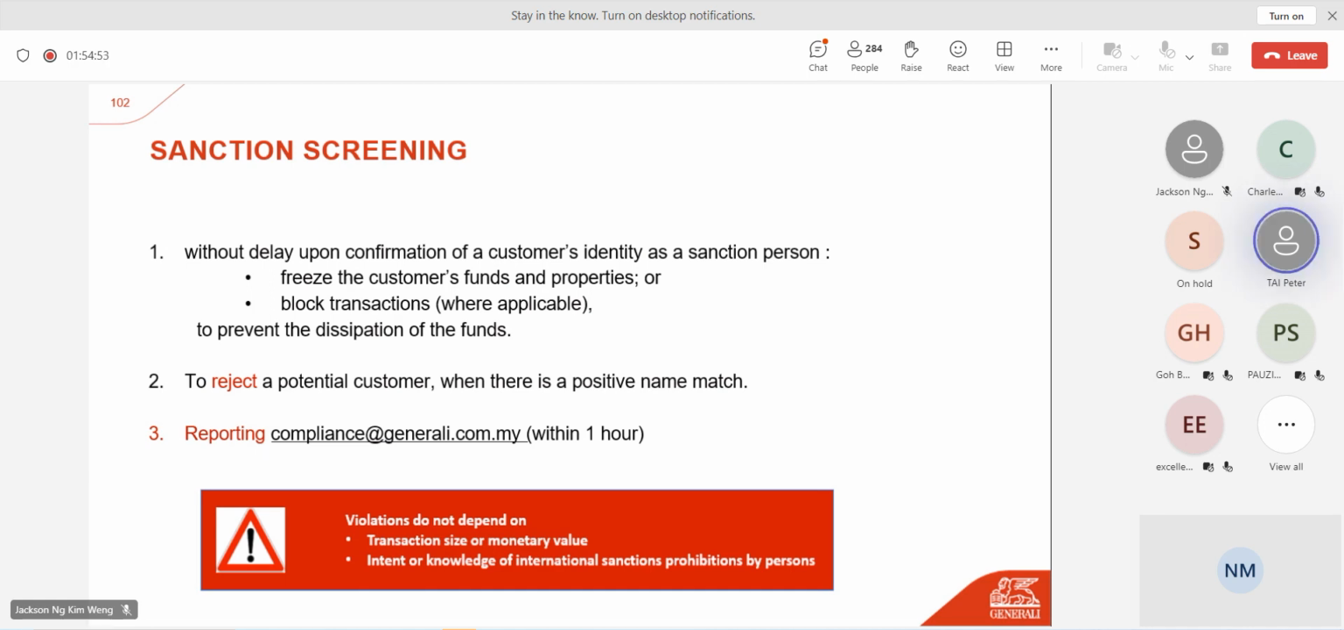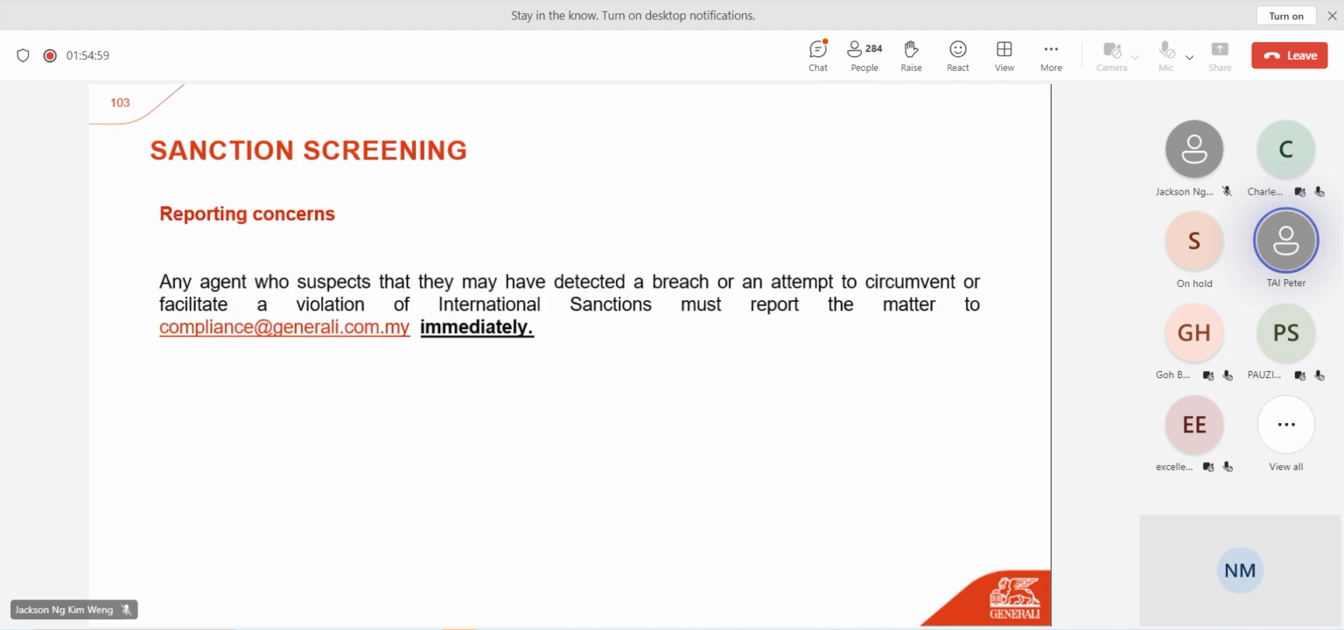It's a very serious matter. Any violation will result in us being fined, so it's a very heavy penalty. Again, if you suspect anything, don't delay, inform us immediately, especially relating to money laundering. How do you know? Very simple. If they buy a PA policy with a very high sum insured, and they are from a sanctioned country, let's say Kenya. Is it Kenya or Sudan? Or they are from Iran or North Korea. That should raise very heavy suspicion. Inform us immediately, inform compliance@generali.com.my immediately. Next.